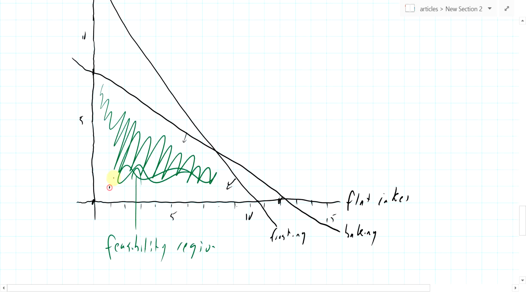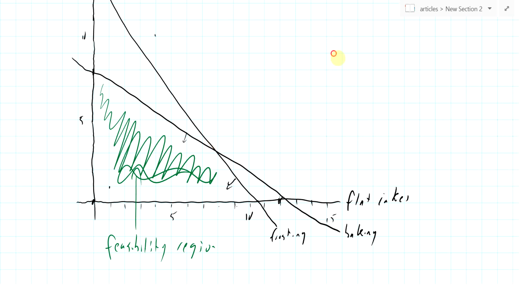If I wanted to make one of each, well, I have enough time to do both of those. If I want to make 5 flat cakes and 10 layer cakes, well, that's outside of the feasibility region. I wouldn't have enough time to do it. So this area here represents the combinations of cakes I can make, the production schedules that I can actually make to get it to work.